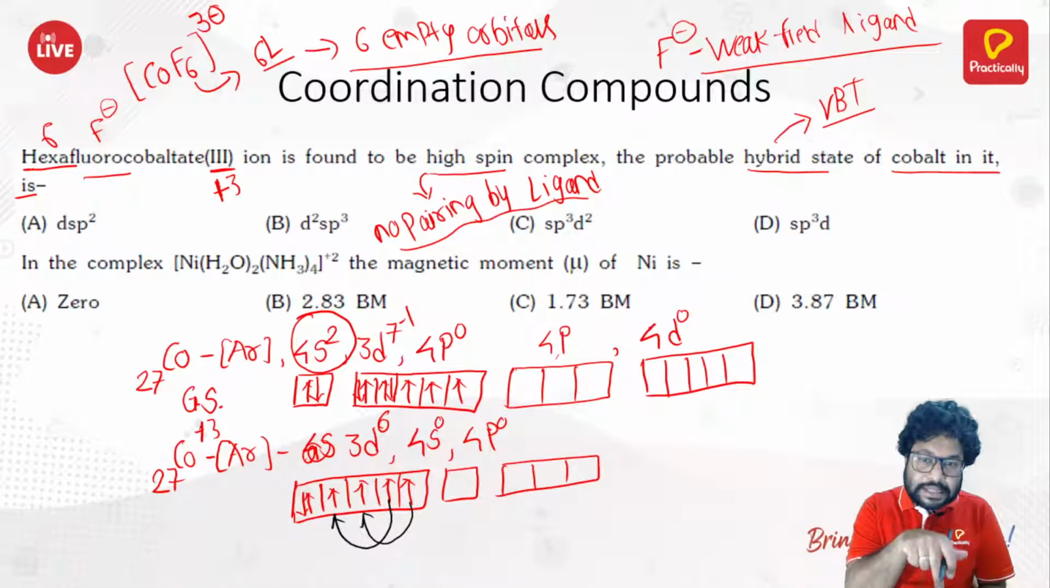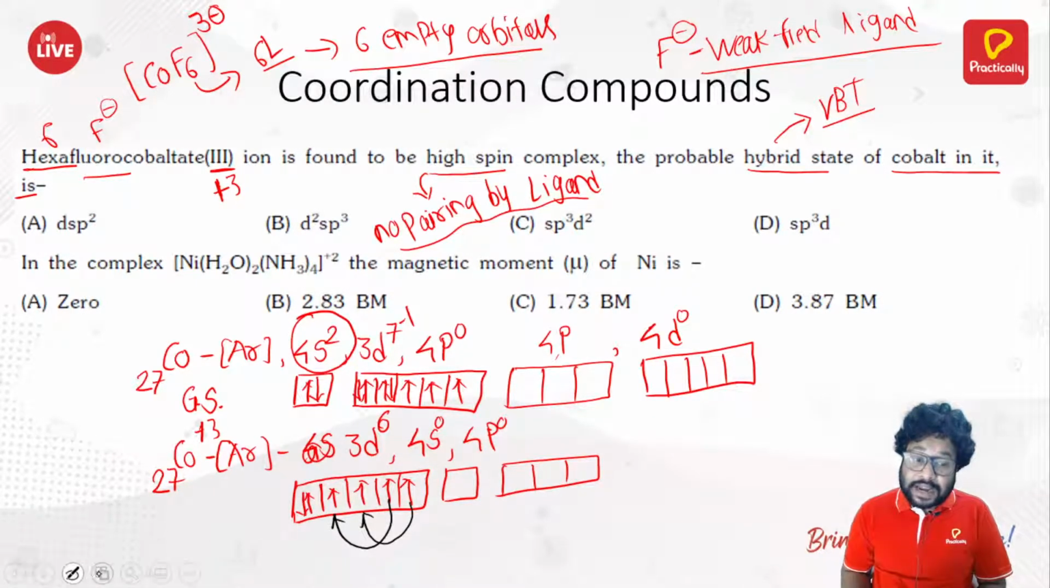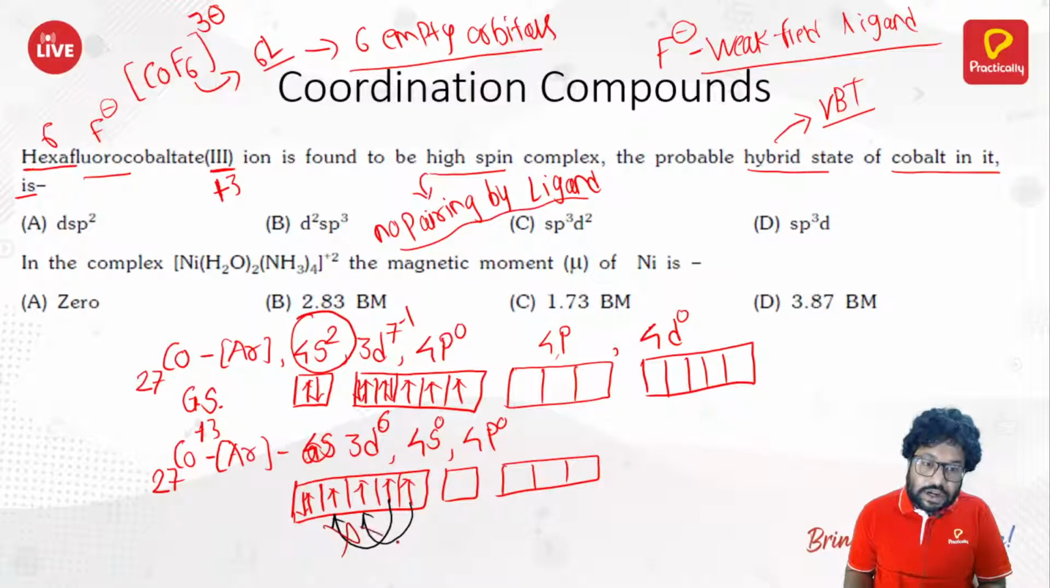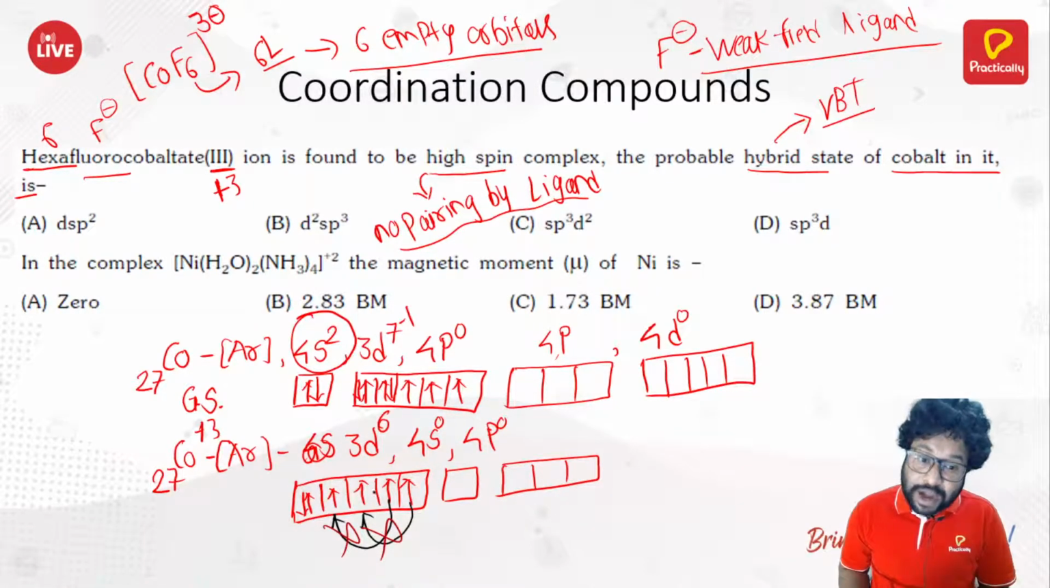In this particular case, they have given us fluorine, which is a weak field ligand. And a weak field ligand does not cause the pairing which I showed you here. The pairing that you are seeing here does not happen here. That means the electrons stay as they are, the way I have drawn them. That means these 4 electrons will remain unpaired, making it a high spin complex.